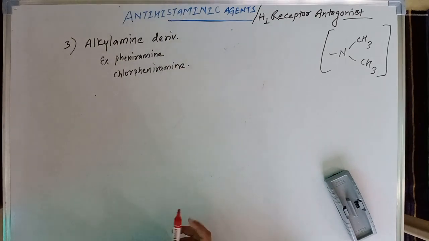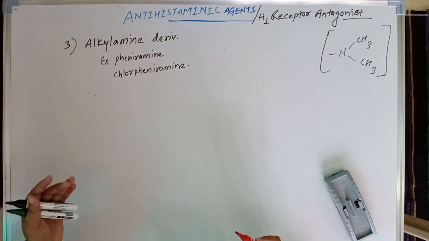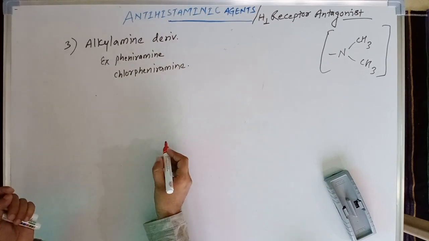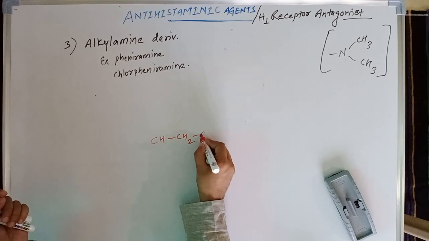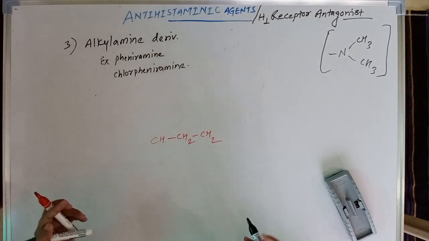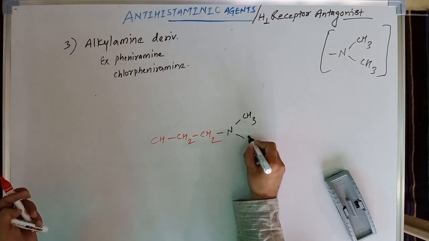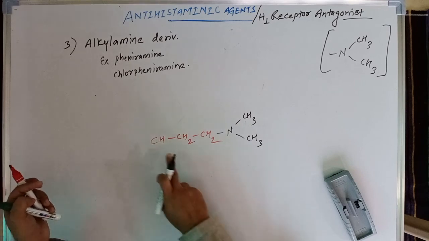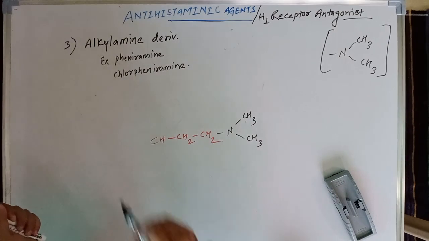Again here the name of the class is alkyl amine. Alkyl amine means some alkyl moiety is there and the amine is always a tertiary amine. So which alkyl? Here propyl, a 3-carbon moiety, CH, CH2, CH2. This is your alkyl, propyl, and as usual there is always a tertiary amine. So this is your tertiary amine. Alkyl amine derivative, and the example which comes under this class is pheniramine.